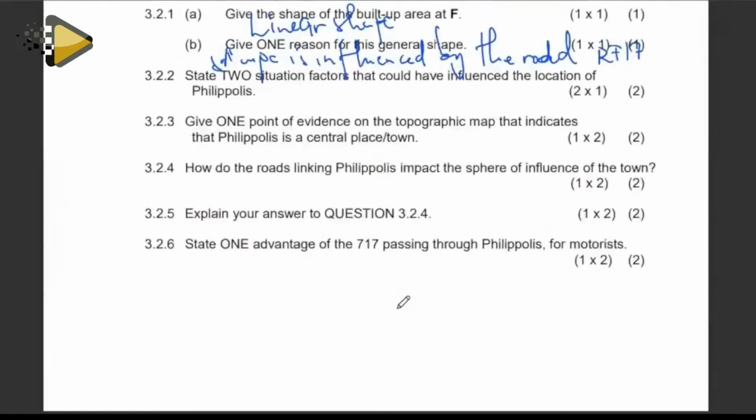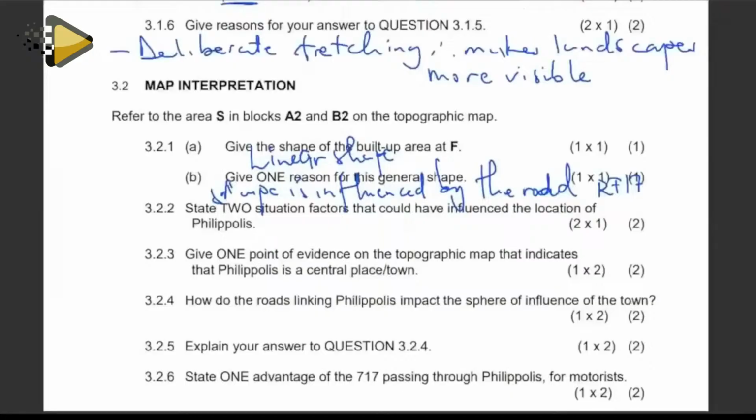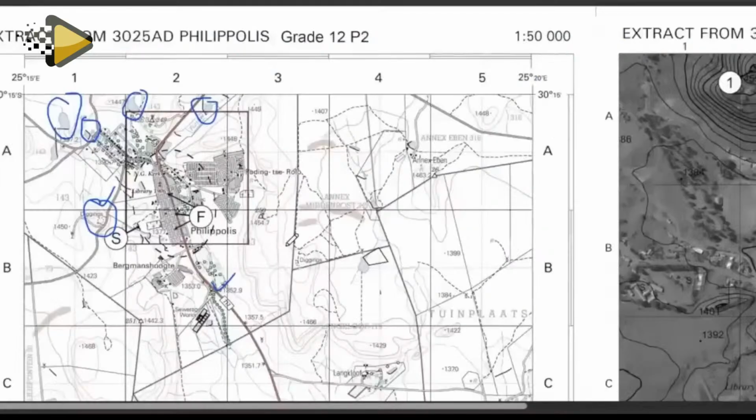Give one point of evidence from the topographic map that indicates that Philippolis is a central place or a central town. Right, if we check Philippolis' location here, this is Philippolis. We are saying it's a central place.